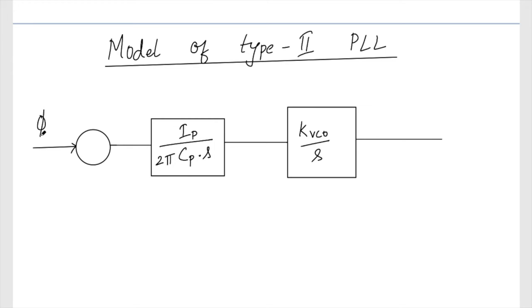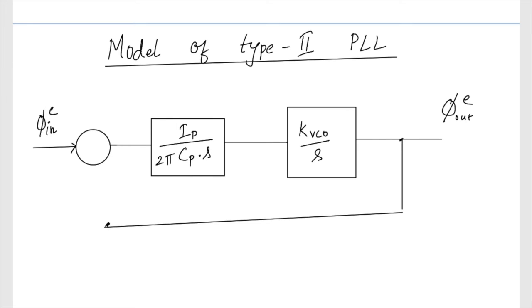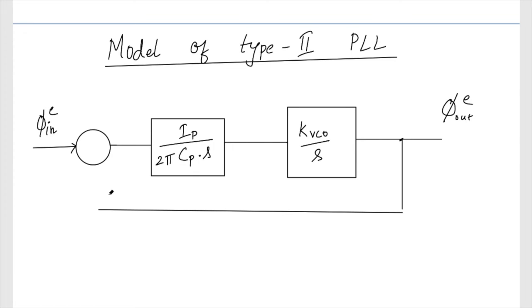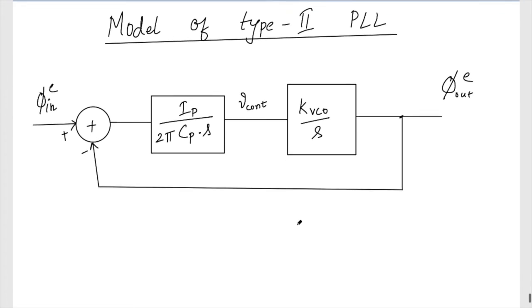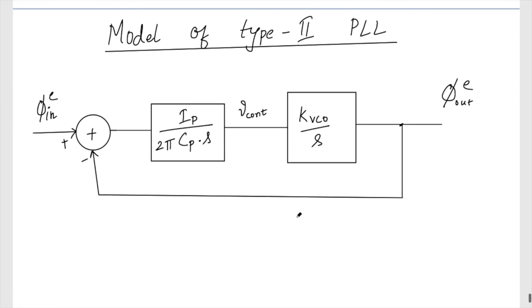So this is my phi in, the change in phi in, and phi out, the change. Let's call this V cont, the control voltage change. And of course this is plus, this is minus, this is plus. So this is the model of the type 2 PLL.